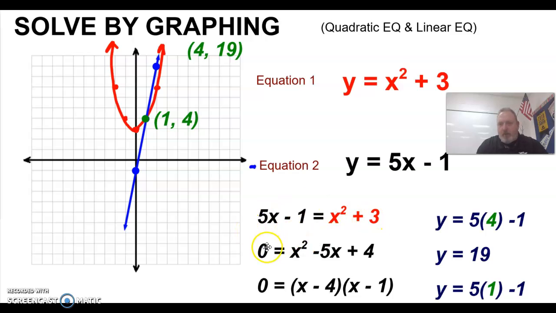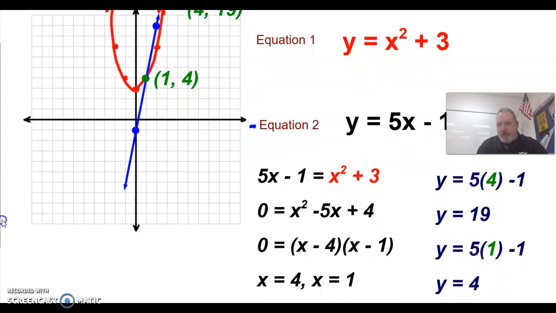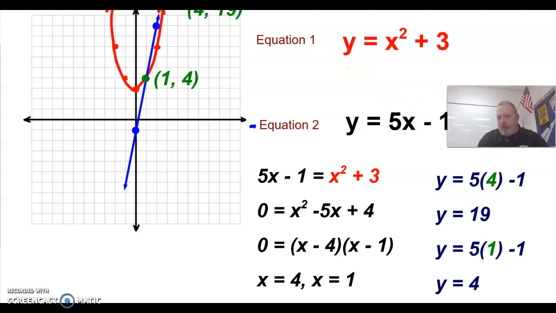I'll get everything over to one side. Now I've got a quadratic that I can factor. And when I do that, we can see that x is 4 and x is 1. So I have the x coordinates of my intersections. And now I can plug these x values into either equation. I'm going to plug them into this linear one here because it's going to be easier.